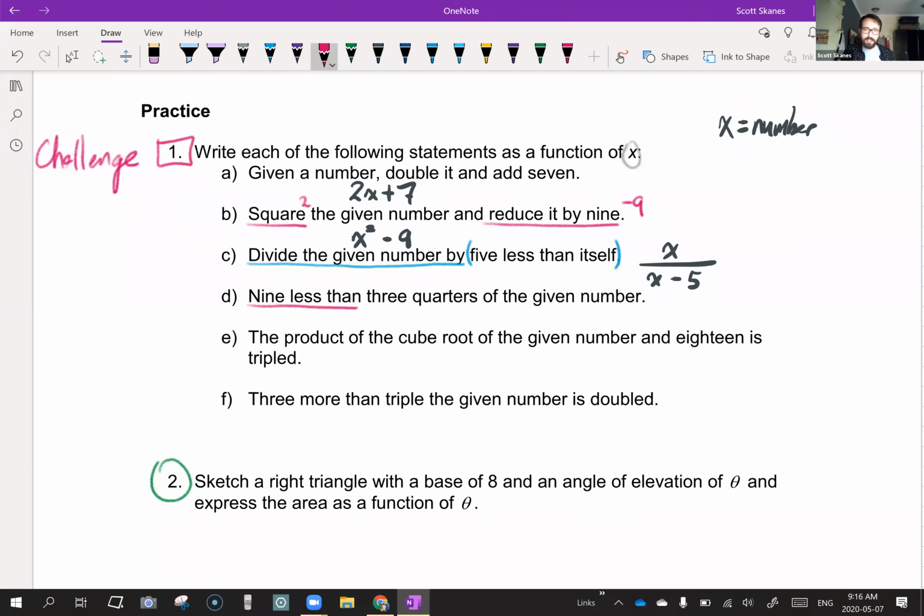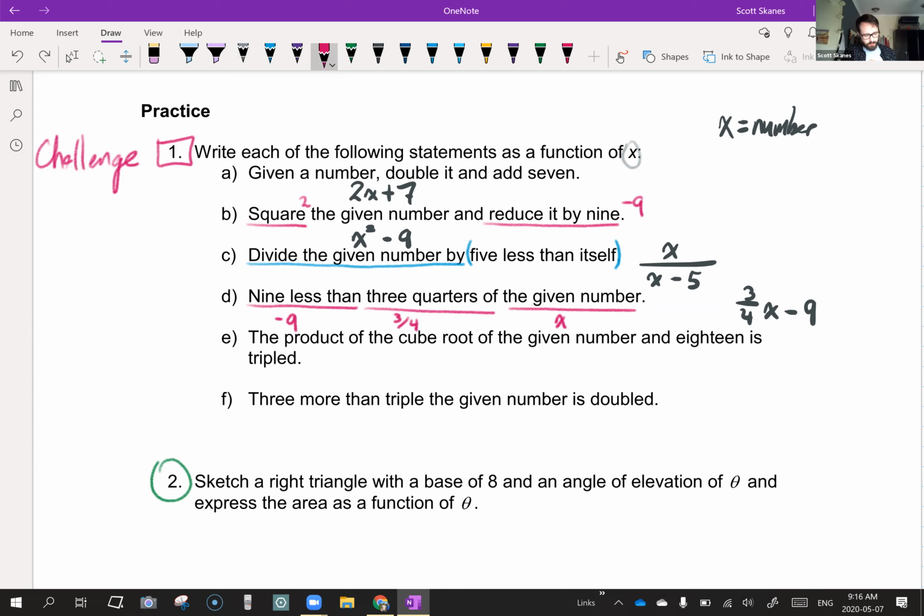Let's look at this. 9 less than 3/4 of the given number. So 3/4 of x, and we take 9 away from 3/4 of x. If we write that out in math, we need 3/4 of x, and we need 9 less than that. Okay? Some of you might find this very logical. Others might be very confused by this. But I'm just writing it out for you so you have the answers. It's a little bit tricky.